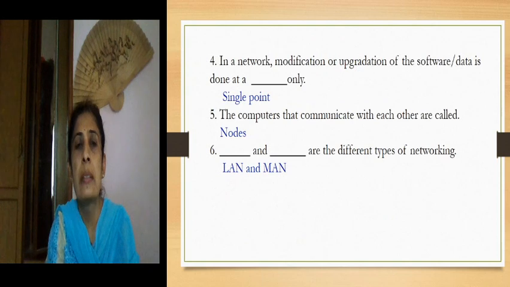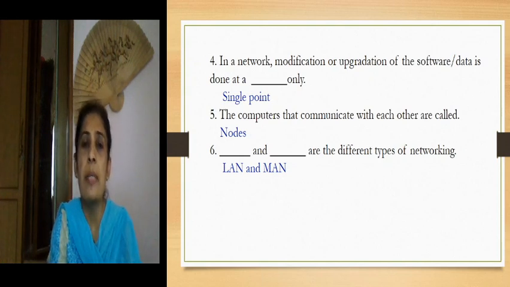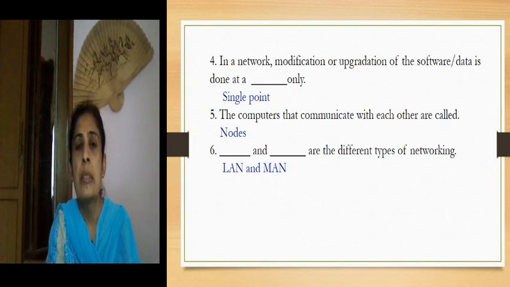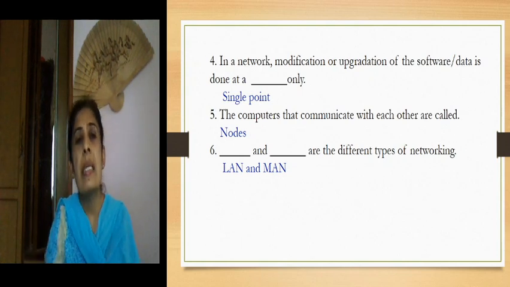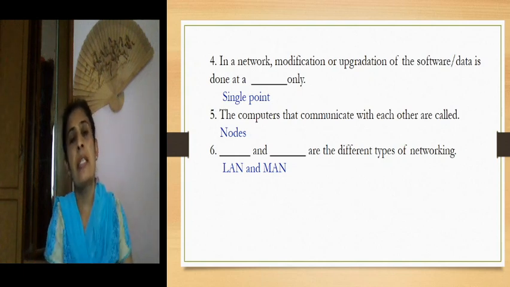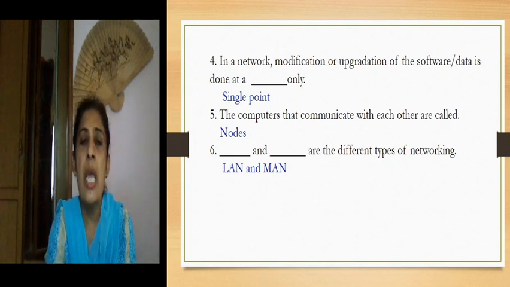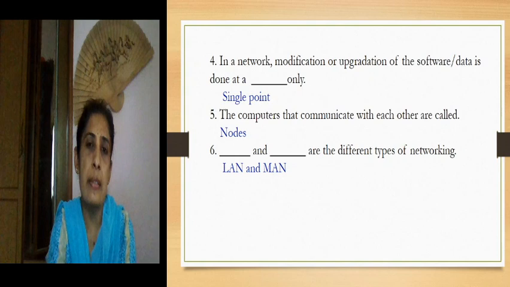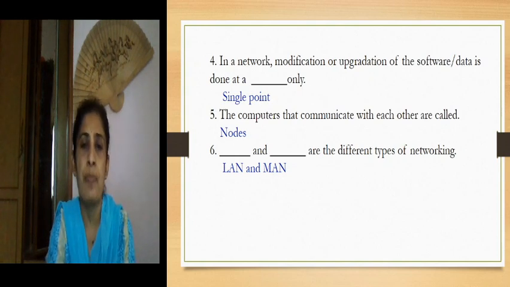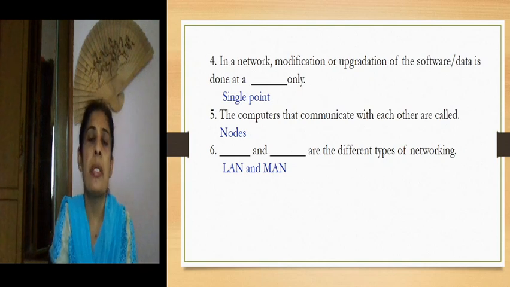Then the fourth one: in a network, modification or upgradation of the software or data is done at a dash only. The answer is single point. Fifth one: the computers that communicate with each other are called dash. I forgot to put the dash here, but the answer is nodes. Then the sixth: dash and dash are the different types of networking? The answer is LAN and MAN, local area network and metropolitan area network.